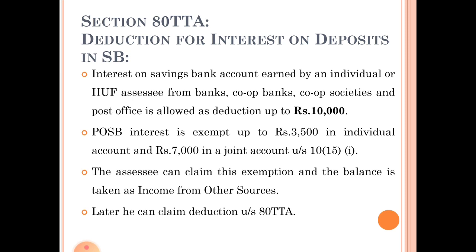An individual assessee can claim exemption up to 3,500 and joint account holders can claim exemption up to 7,000 if there is any balance of interest in their account. That interest amount is considered as income from other sources and later they can claim deduction under this section. First they can claim exemption and then they can claim deduction under section 80TTA.